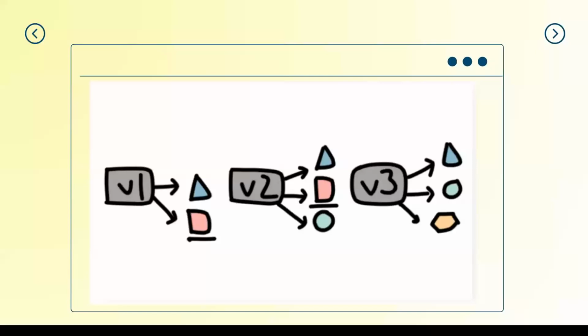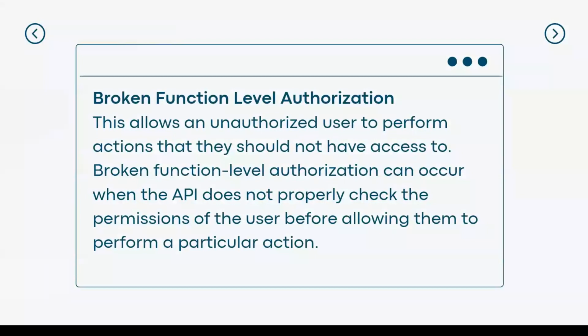So they won't update this API. They'll just leave it there. And this is where an attacker can come in to exploit that API version. We also have broken function level authorization.